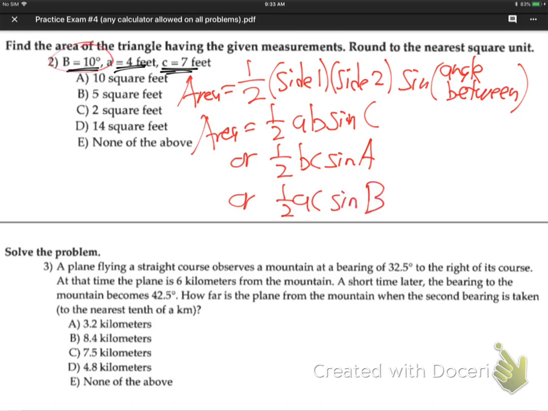What did they give me? They gave me the third one, so that's what I'm going to do. 1/2 times A, which is 4, times C, which is 7, times the sine of the angle in between, 10 degrees. Hit the buttons on your calculator. I'm getting 2.431. Oh, they want you to round to the nearest square unit, 2. There we go, 2.